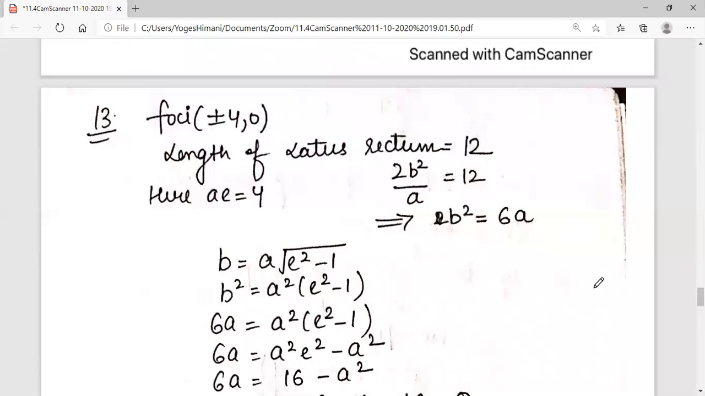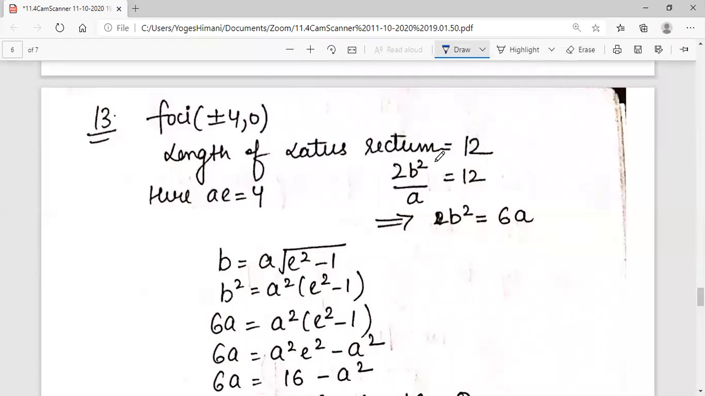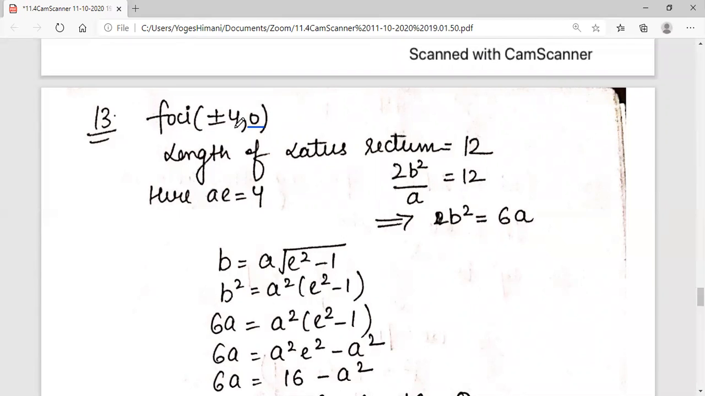The focus point is plus minus 4 comma 0 and the length of the latus rectum is 12. With the focus point, it is clear. See, the y coordinate is 0 and the x coordinate is 4. It means our hyperbola is on the x-axis, and the length of the latus rectum formula is 2b square by a equal to 12. Put the value of a here, 4, b square came 6a.